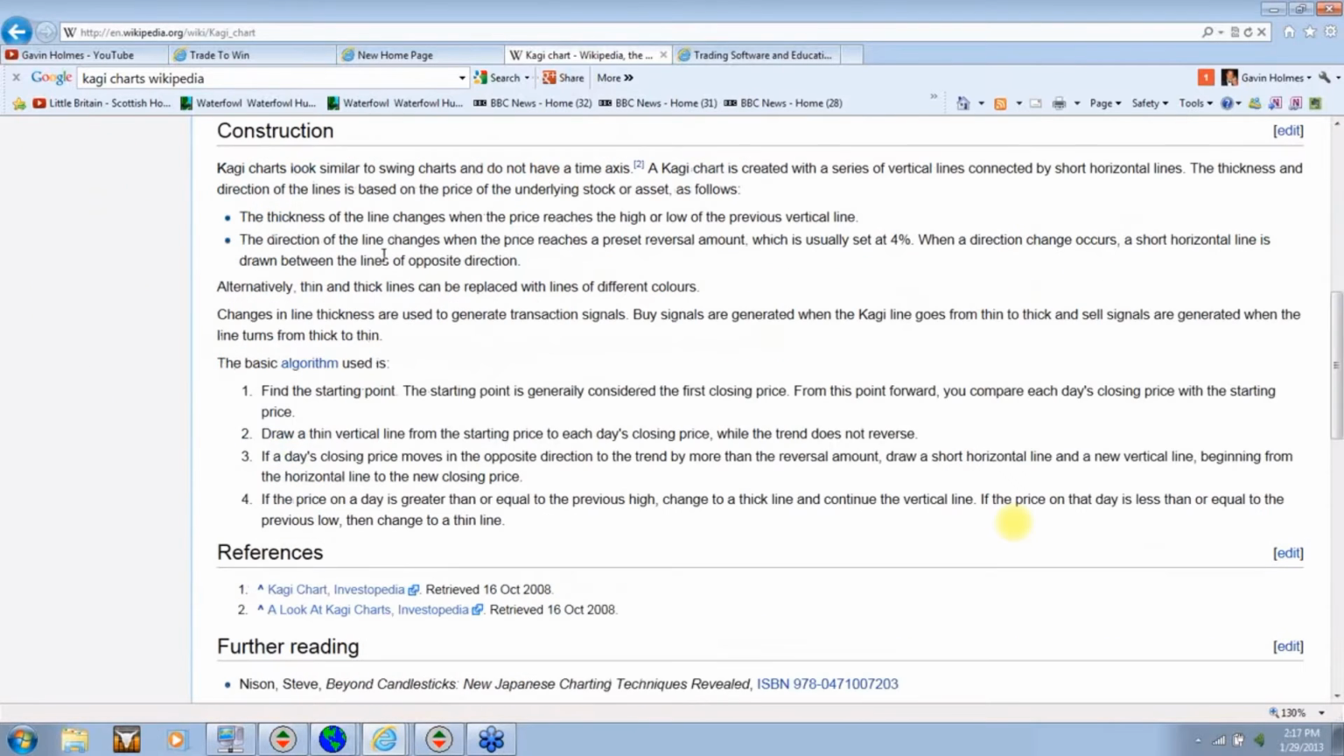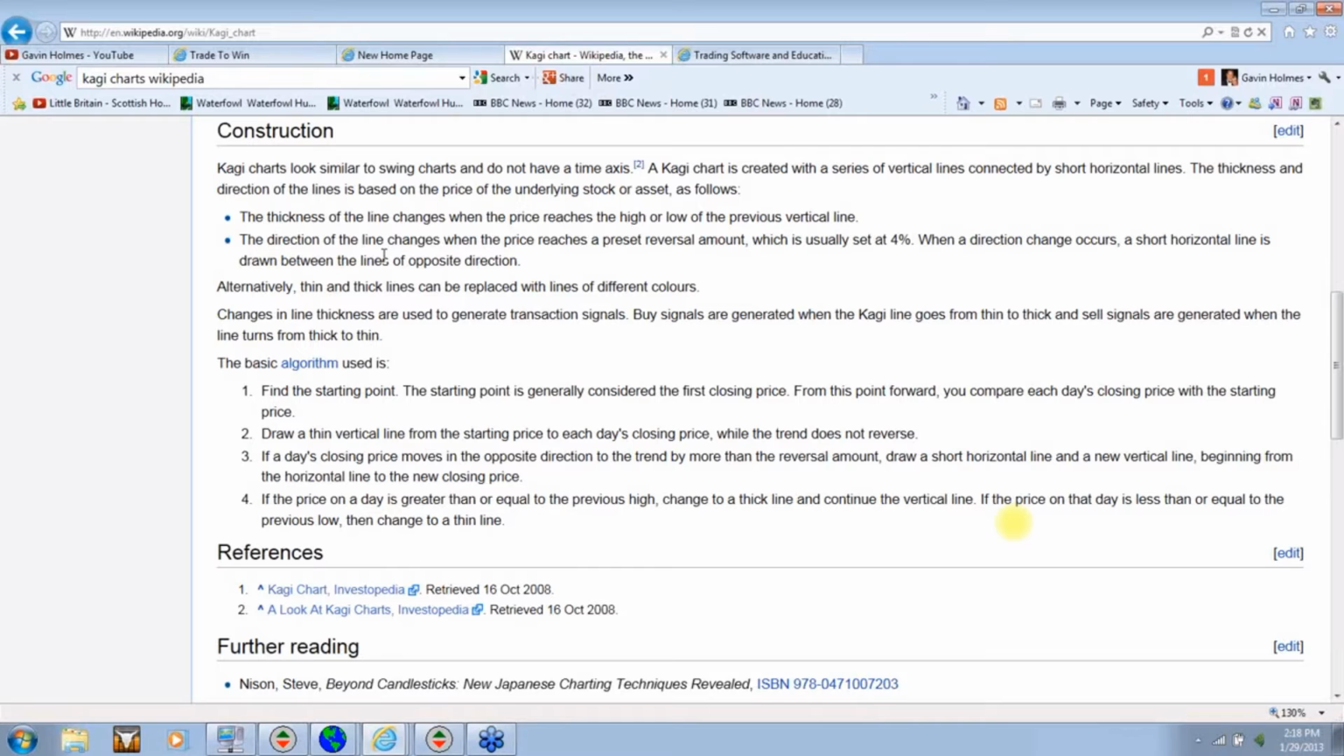Kagi charts look similar to swing charts and do not have a time axis. A Kagi chart is created with a series of vertical lines connected by short horizontal lines. The thickness and directions of the lines is based on the price of the underlying asset, as follows. The thickness of the line changes when the price reaches the high or low of the previous vertical line.